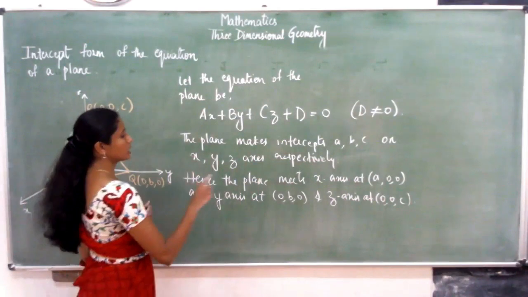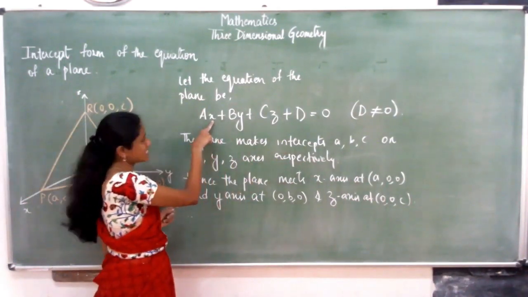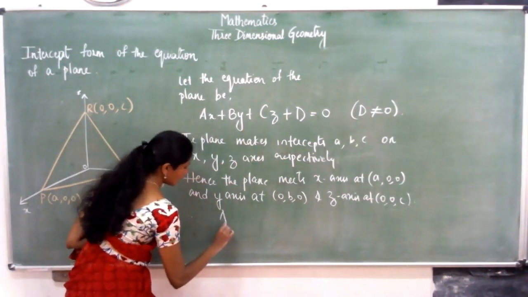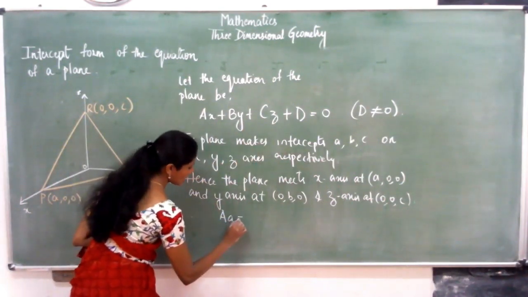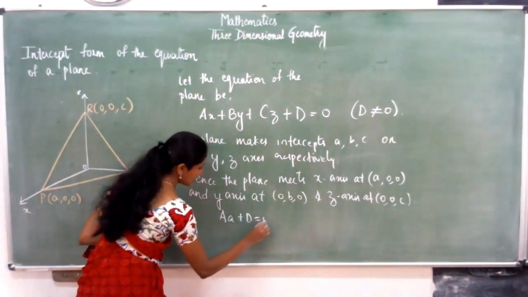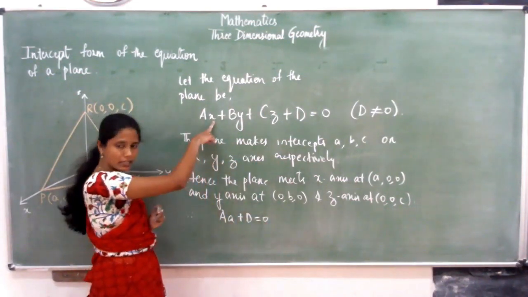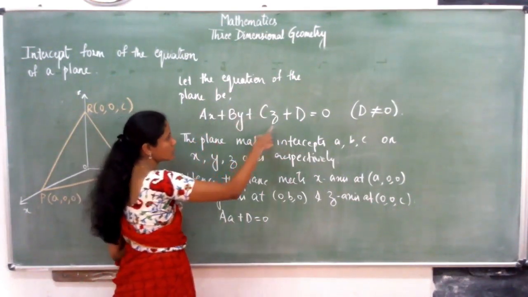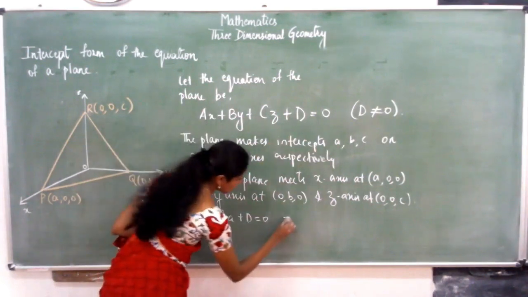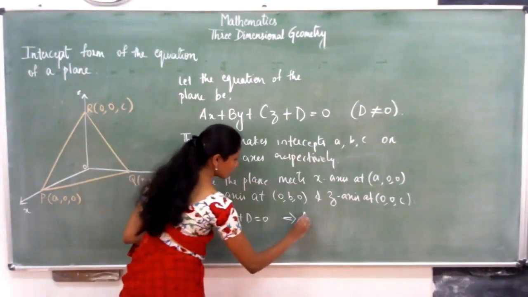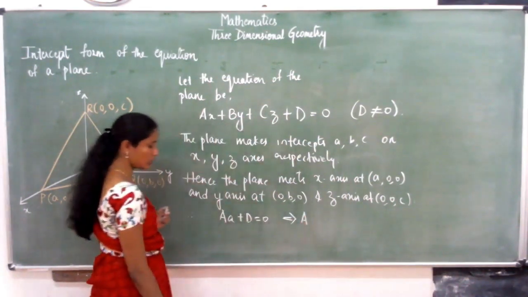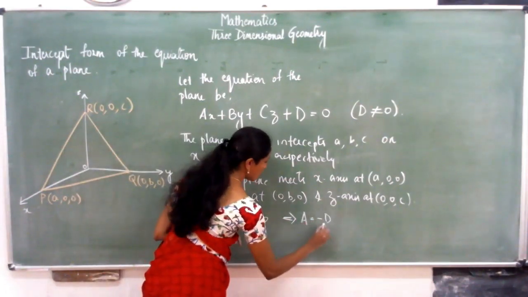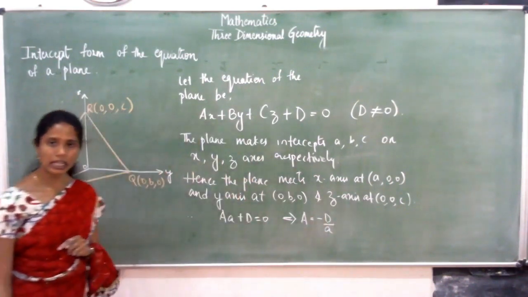So, substituting, in the place of x, it is A, y is 0, z is 0. Therefore, we get a into A plus b is equal to 0. A into a, x value is a, plus b into 0, y is 0, z is 0. This becomes 0, plus b is equal to 0. This implies from this, if I find the value of a, a will be equal to minus b by a.